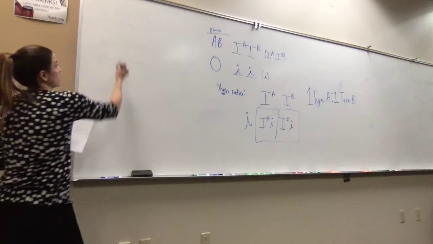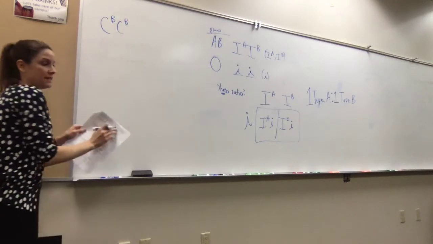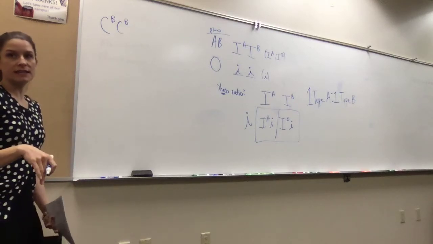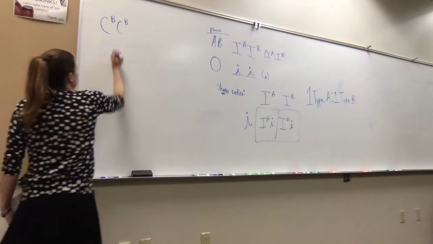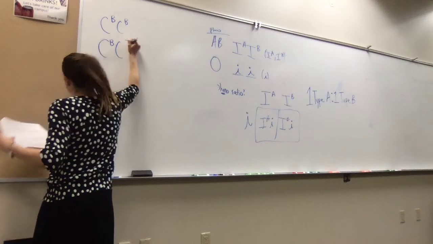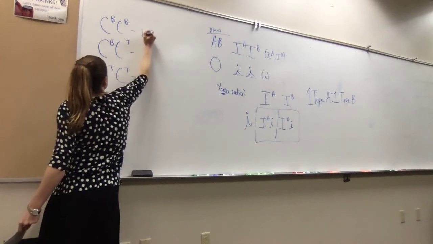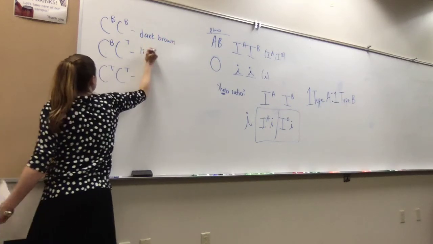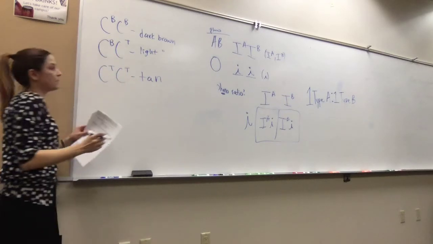So C is the color gene. So when I had something like this, if they didn't write it out for you, I'd probably write out all three genotypes so I didn't get confused and forget that there was a middle genotype. Dark brown, light brown, tan.